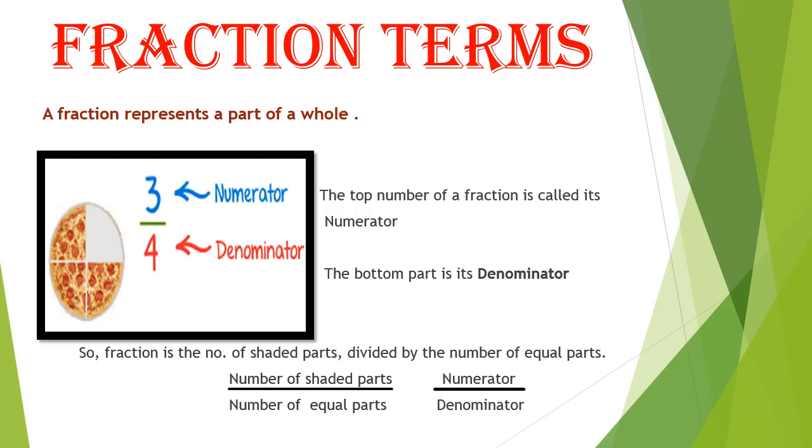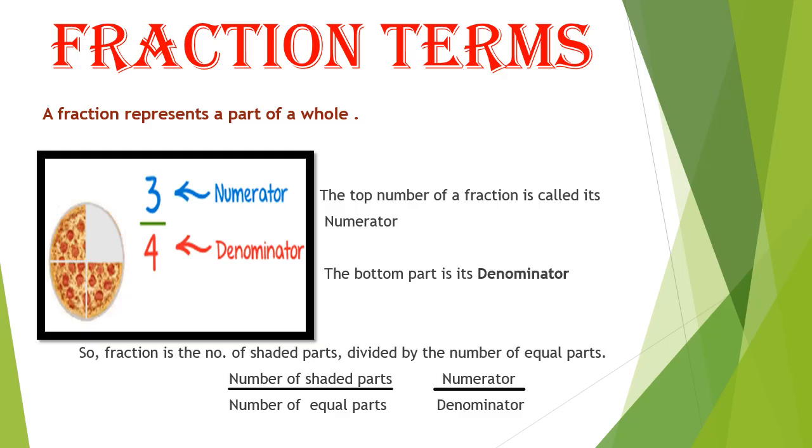Okay, so in the figure there you see there's a pizza. How many pizzas are left? 3 pizzas are left. Or we can say, in the figure, what part is shaded? There are 3 shaded parts. So number 3 becomes the numerator, the shaded part.